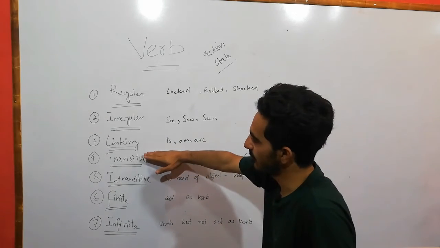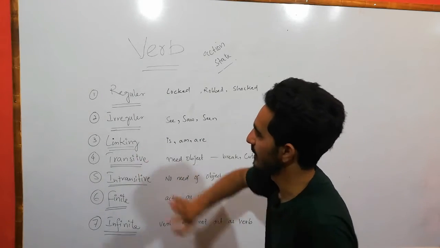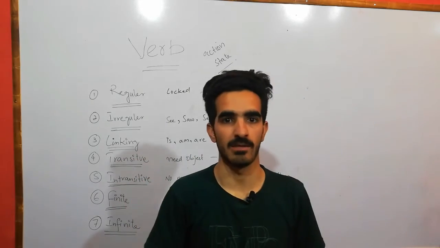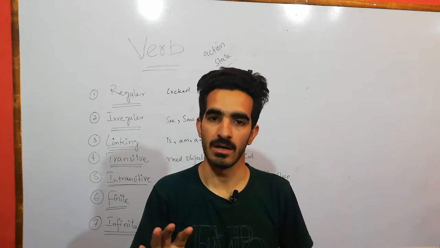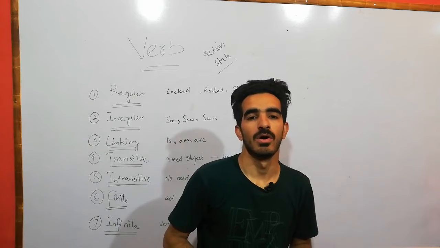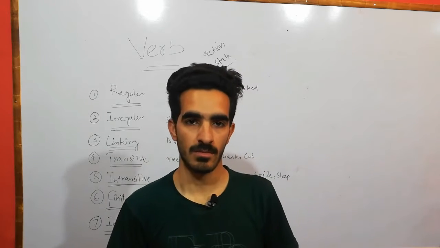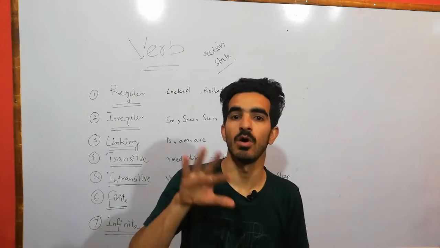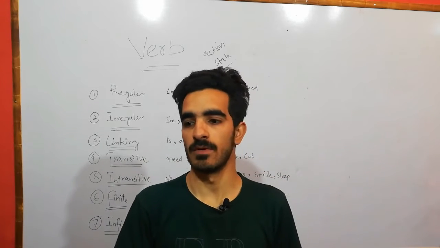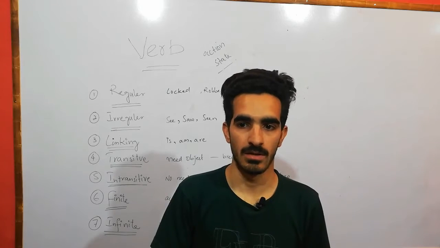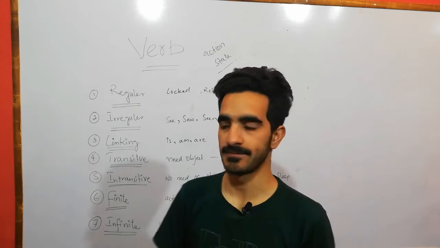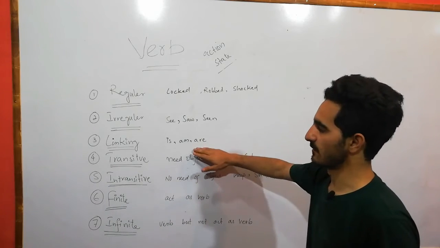The third topic is the linking verb. A linking verb is a kind of verb which has no meaning of its own but acts as a linker between a noun and a verb. For example, I said he is walking. He is working. So is also a verb, but here the is has no meaning. It is only functioning as a linker, right? This is the linking verb.